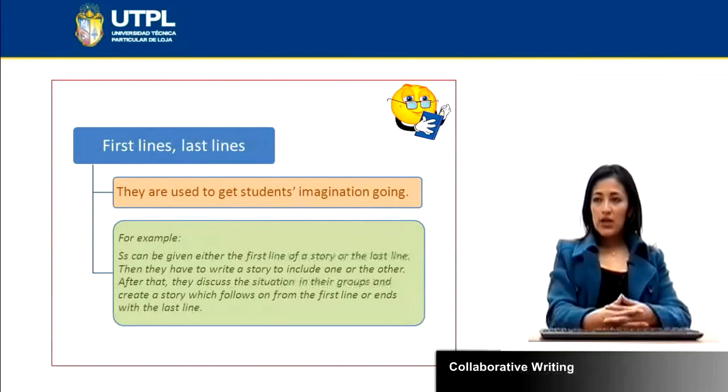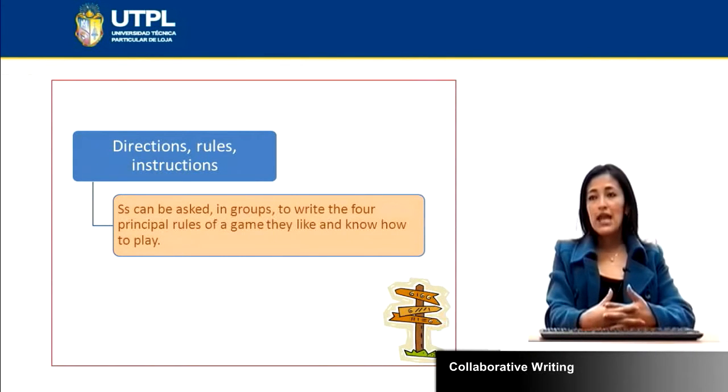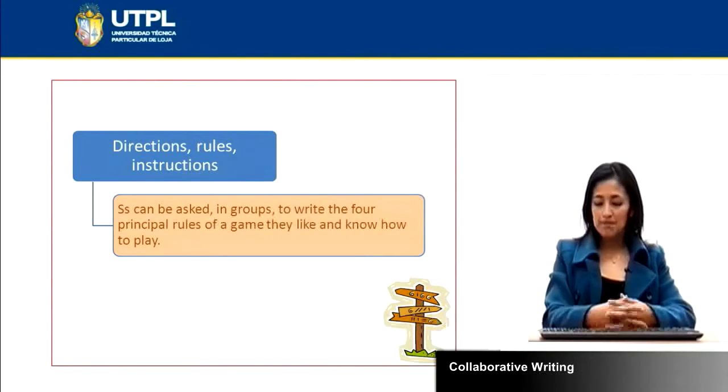Another one is directions, rules, and instructions. In this activity, students can be asked in groups to write the 4 principal rules of a game they like and know how to play. After they have written these rules, they have to give them to another group, and then they have to follow these instructions, and finally they have to play the game.